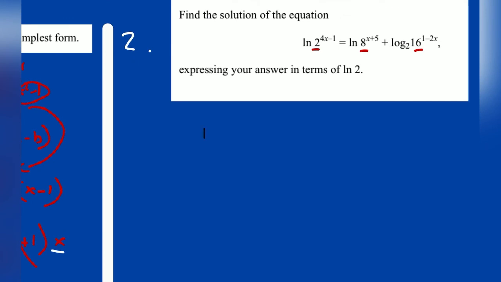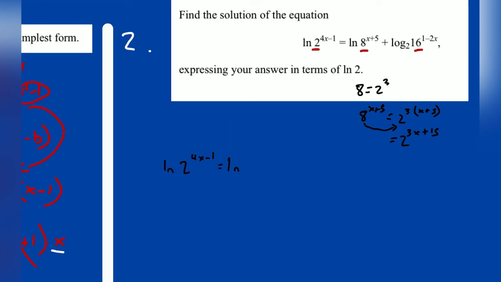So on the left side, we already have ln 2 to the power of 4x minus 1. Now 8 is equal to 2 to the power of 3. So if I were to rewrite 8 to the power of x plus 5 into 2 to the power of something, that would mean 3 times x plus 5, because we're changing that 8 into a 2 to the power of 3. And yeah, it's straightforward from there. We carry the 3 inside, so that will become 2 to the power of 3x plus 15.